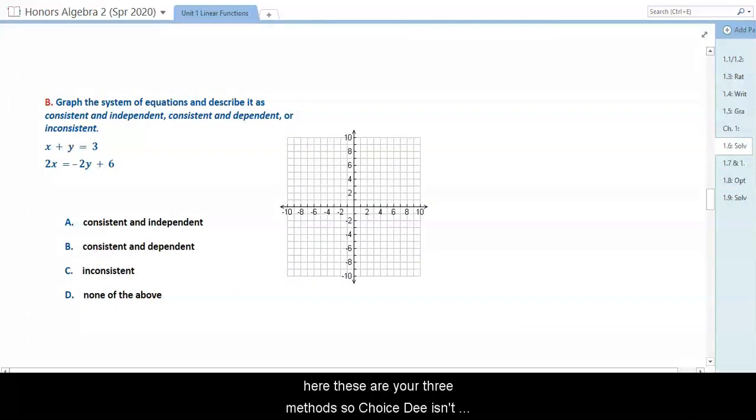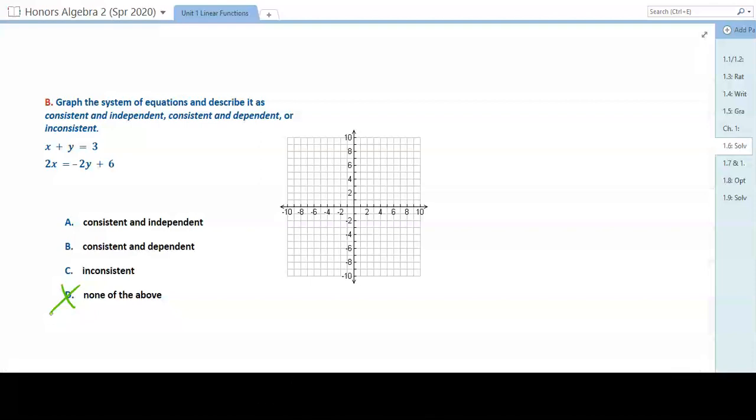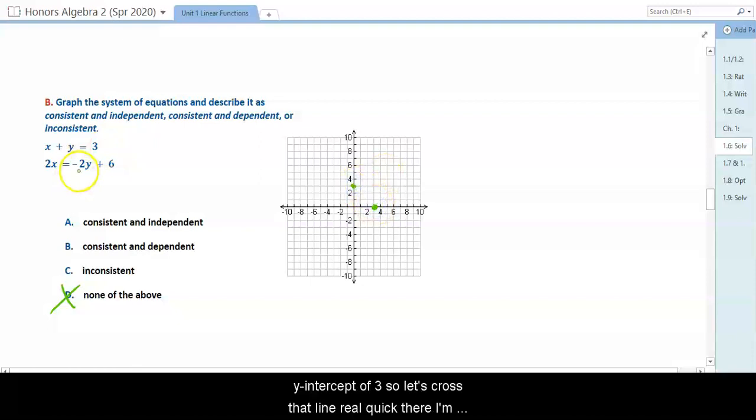I'll give you a hint on example B here. These are your three methods, so choice D isn't even an option. They can't be none of the above because those are your only three options for systems. And so when we look at these two lines, again, we're going to look at how to graph them. And so x plus y is equal to 3, so I've got an x-intercept of 3, and I've got a y-intercept of 3.